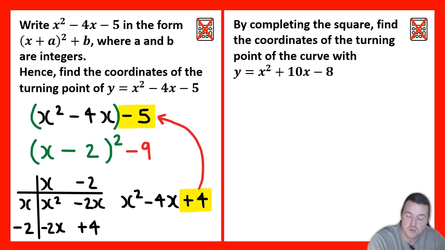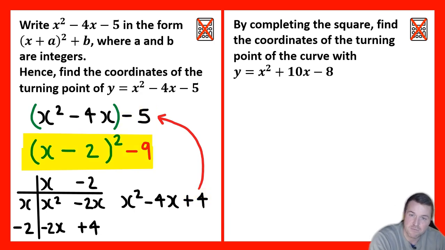Once (x minus 2) squared has been expanded, I can get back from 4 to negative 5 by subtracting 9. I now have the original quadratic of x squared minus 4x minus 5 in the completed the square form.